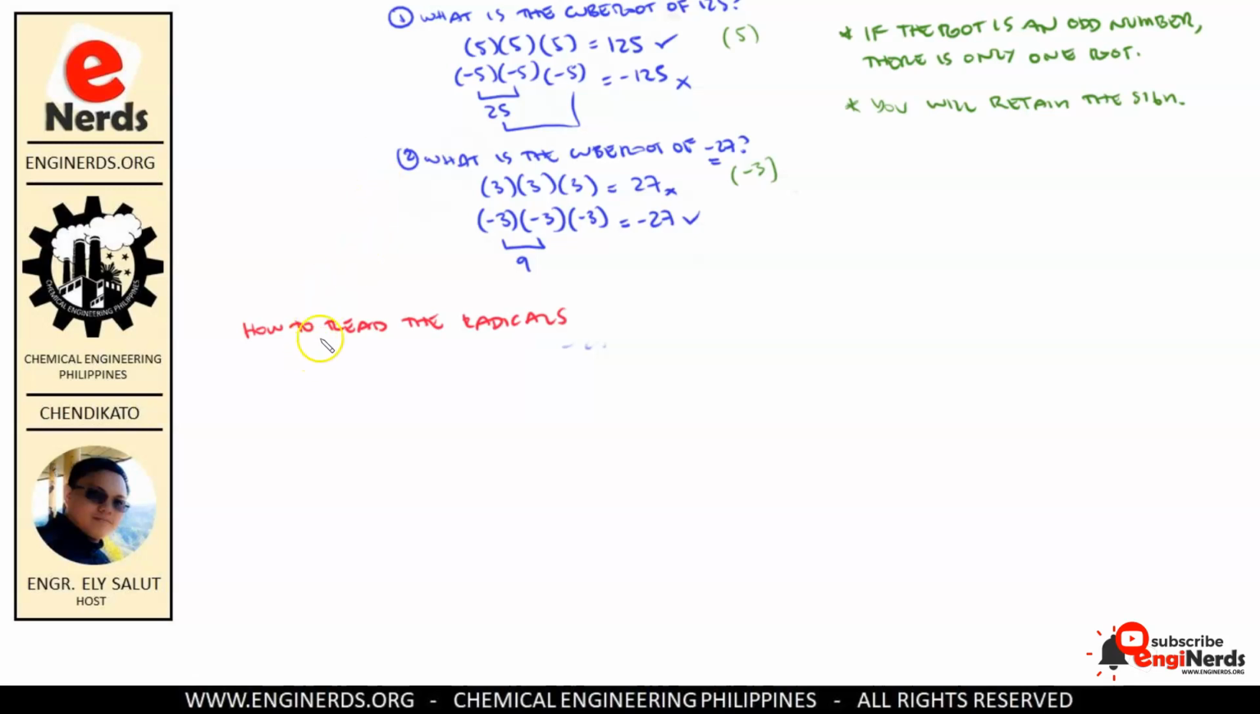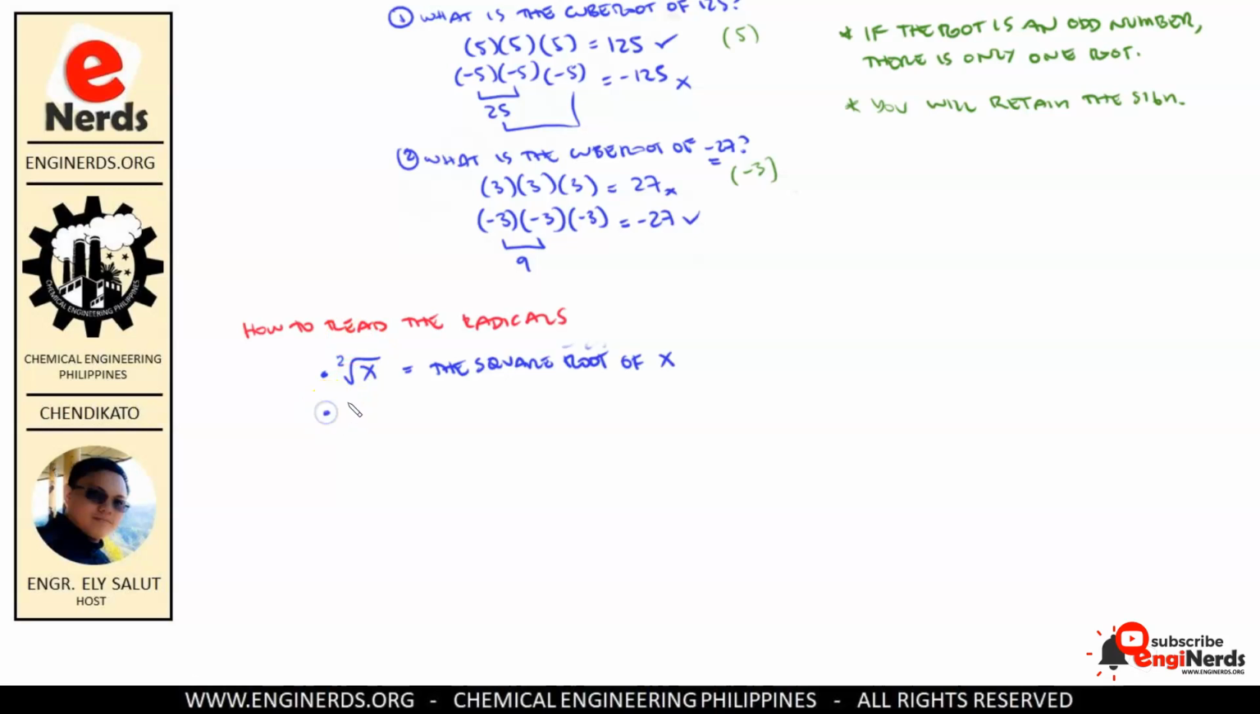So, if we have, for example, this one, we call it the square root of x. Now, you will notice that there is no number written here in our index. Well, this is understood that this is a square root. So, it means that you already have 2 as our index in this case. So, normally, in writing square roots, we no longer write this 2 in our notation.